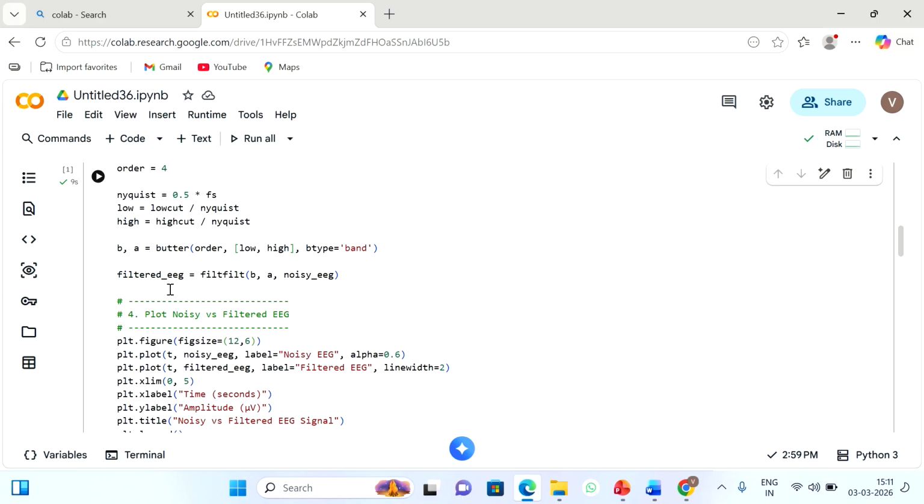And then we have to generate the filter coefficients, then only the filtering action will be carried out. So here B comma A is equal to butter, open bracket, order. So order is equal to 4, comma low, meaning low cut by Nyquist. Already the value was determined, comma high. This high value is also determined, comma the Butterworth filter type, here band pass filter, which is adopted. So now next one.